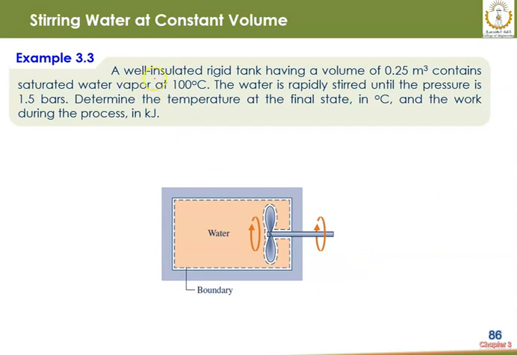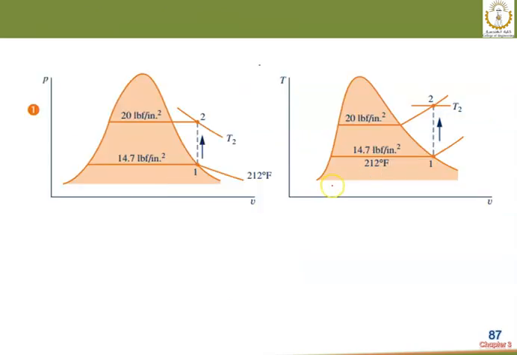In this example, we have a well-insulated rigid tank having a volume of V. Again, this is a rigid tank, so what does that mean? That the volume is constant. It contains saturated water vapor. So we have saturated water vapor, and then we have shaft work input until the pressure increased to 1.5 bar. We need to know the temperature at the final state and the work done.